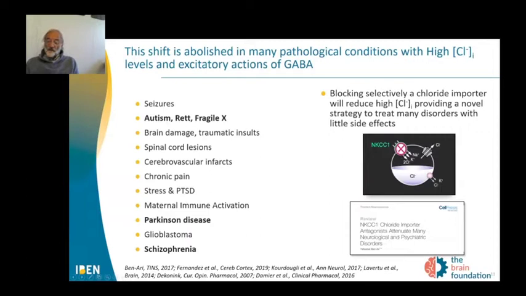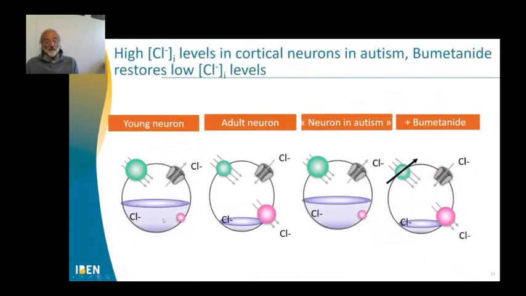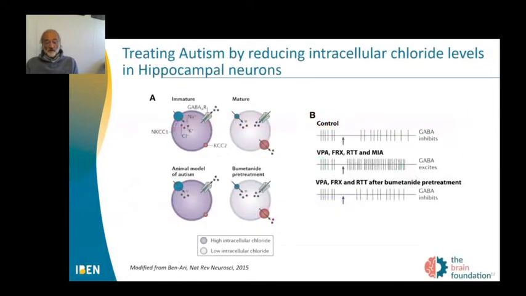Now obviously, if you block this with an antagonist, for instance bumetanide, which is a well-known specific blocker of NKCC1, you are going to reduce chloride and perhaps attenuate insults. Basically, what I'm saying is the following. Young neurons have high chloride, adult neurons have low chloride because of different activity of NKCC1. In various conditions, notably in autism, some neurons have high chloride because of this, and if you block NKCC1, they will have low chloride, and perhaps then inhibition is reinstated, and this might attenuate the severity of autism.